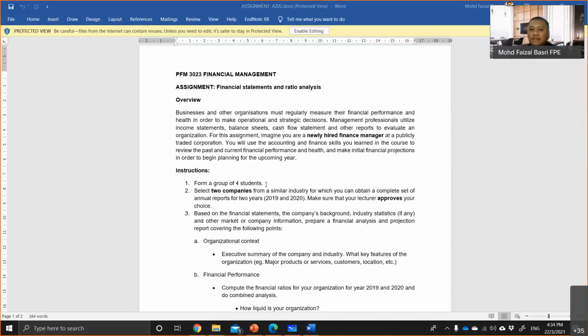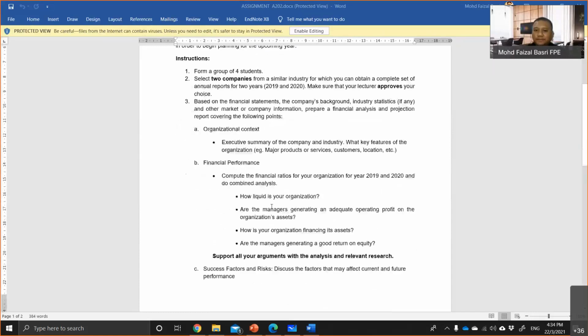So that's why I said make sure your lecturer approves your choice. Meaning, contact me, or we use our WhatsApp group. Register two companies of your choice, must be within the same industry. And I said, choose Berhad companies, because for Berhad companies the information is available online. The financial statements are on their own websites, and later you read the information.